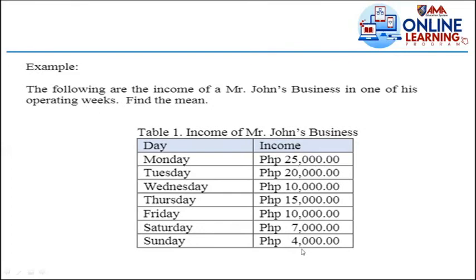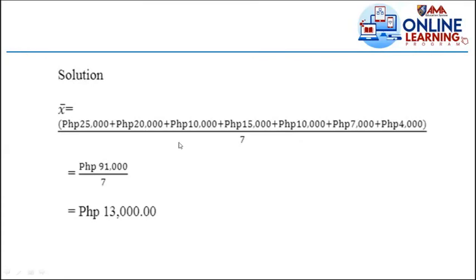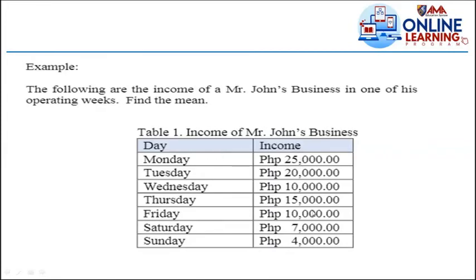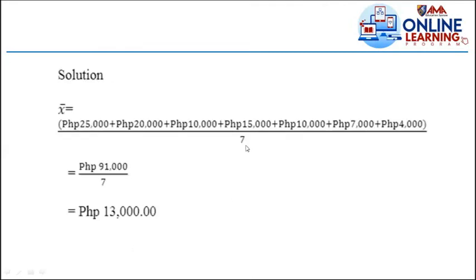So we're looking for the average income of Mr. John's business. From our formula, the mean is equal to, we're going to sum up all the numbers. So here, we add all of his daily income, and then 1, 2, 3, 4, 5, 6, 7. Then we're going to divide by 7 days. If we add with your calculator, the total sum is 91,000 divided by 7, which means the average daily income of Mr. John's business is 13,000. That's it.